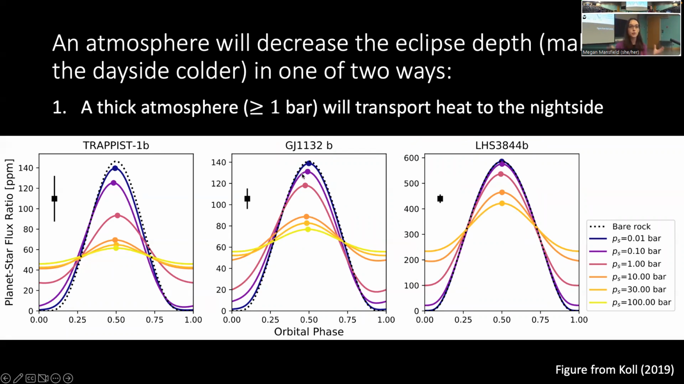Compared to what you'd be able to get as a signal size with observing the planet with MIRI LRS. And that's what these black points over to the side show. Those are estimates of error bars for each of these planets observed with MIRI. All right, so that's the first way that an atmosphere can decrease the secondary eclipse depth.